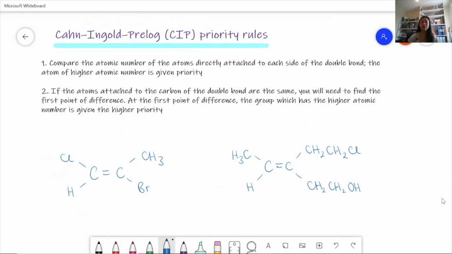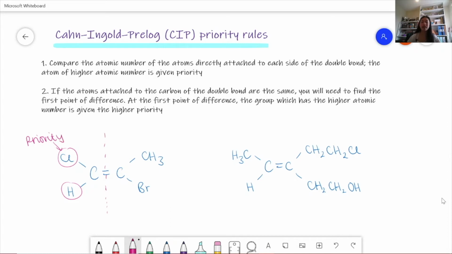Now we're going to look at the CIP priority rules for naming alkenes. So the first rule is that we compare the atomic number of the atoms directly attached to each side of the double bond, and the atom of higher atomic number is given priority. So what we do is we divide up the alkene this way. And so now we compare within a side. So first we're comparing chlorine and hydrogen. And chlorine clearly has the higher atomic number. And so chlorine gets priority. So this gets priority.